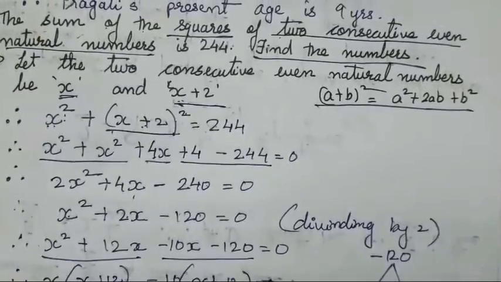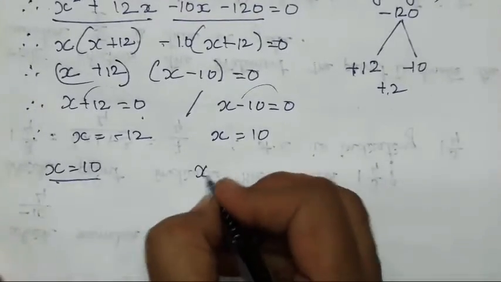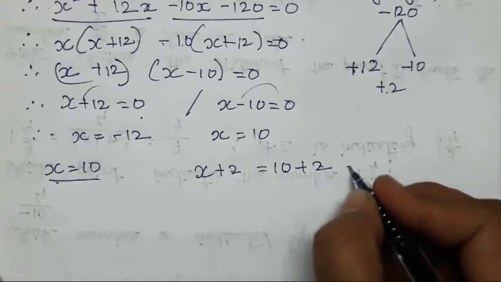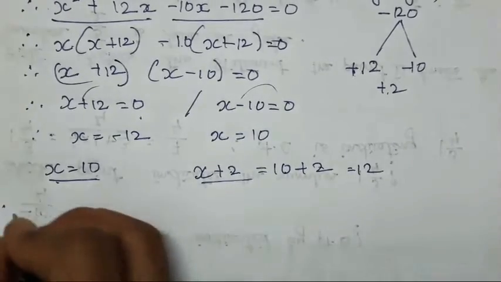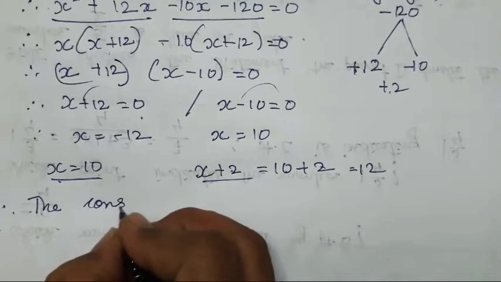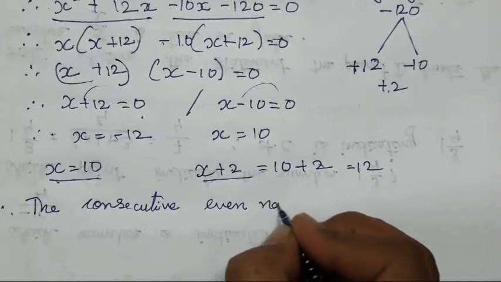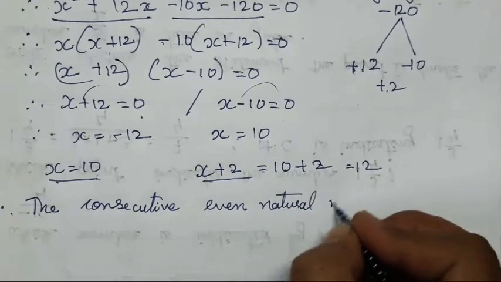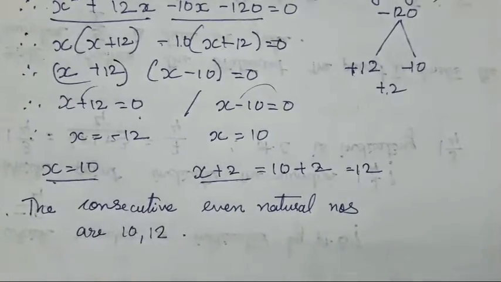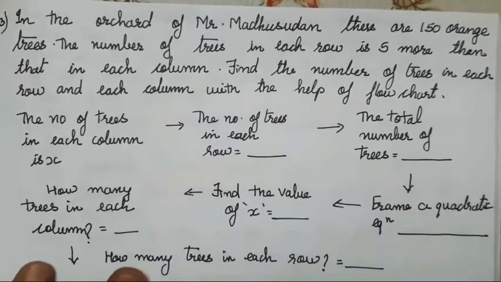Over here, in the question, we have taken x and x plus 2. So what will x plus 2 be? X plus 2 means 10 plus 2. X is 10 and 2, which will be 12. So the two consecutive even natural numbers we have got are 10 and 12. Now this question might look a bigger one, but it is very easy to solve, trust me.